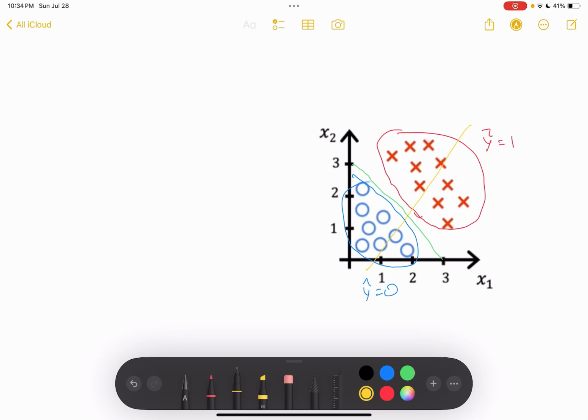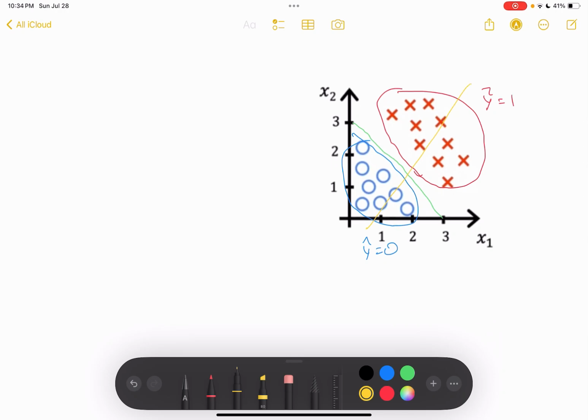And in that case, we would have to readjust our parameters so that our decision boundary better divides these data points into their respective clusters, which is what classification is. But what happens when we don't want a linear boundary? Let me show you what I mean.